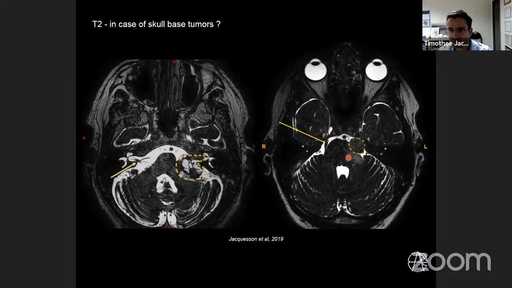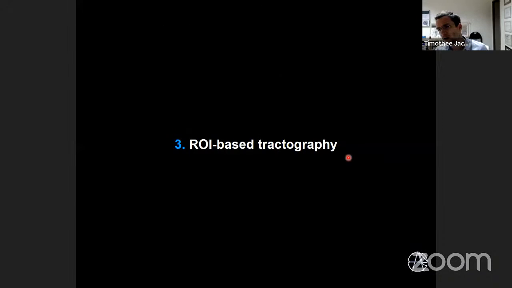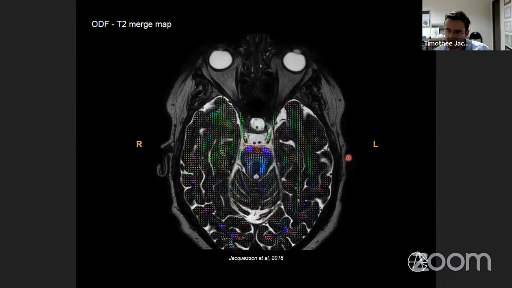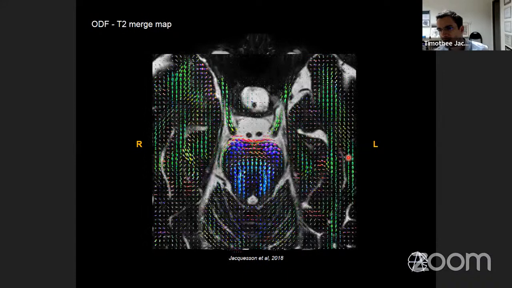That's why we used, firstly, region-of-interest-based tracking. The principle is to apply on a T2 map an ODF map that gives you a merged map with ODF signals superimposed on the T2 map. You can zoom a little bit, and you will identify the best balance between the ODF, which, I just want to recall, is an insight of the probability of the diffusion of water molecules along the white fibers in the brain.